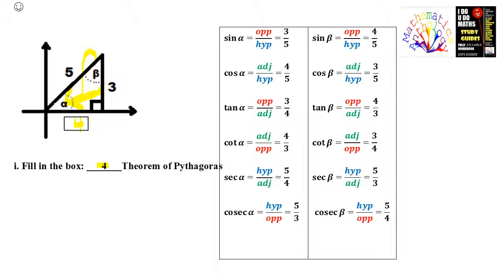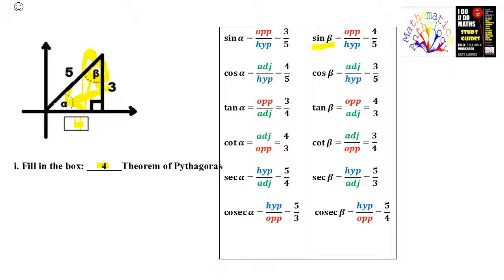Now let's look at the next column here. We have sine beta. Now we're referring to angle beta, which is this one. The opposite and adjacent will now change. Opposite to beta is now 4. Adjacent to beta is now 3. And the hypotenuse is always the hypotenuse at 5. That doesn't change. So sine of beta, opposite over hypotenuse. Opposite beta is 4, hypotenuse is 5, so 4 over 5.